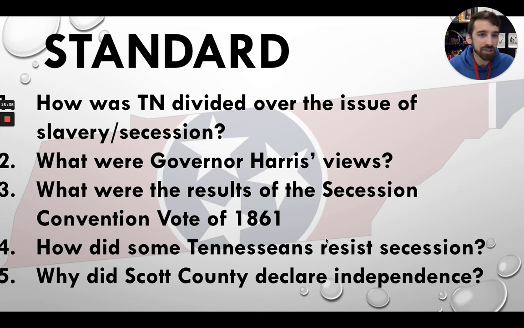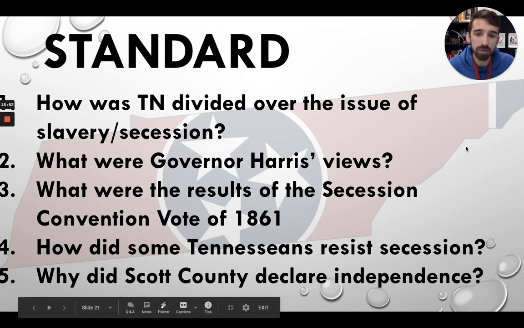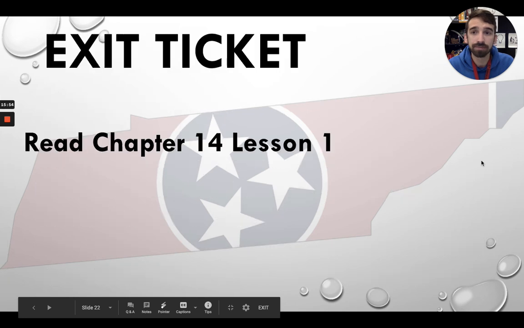How did some Tennesseans resist? Well, you got to talk about David Farragut. You got to talk about William Brownlow. You got to talk about the county of Scott and how it declares independence. Why do they do that? Question 5, they do that because they don't want to secede from the United States. And so that allows them to stay as a part of the Union.